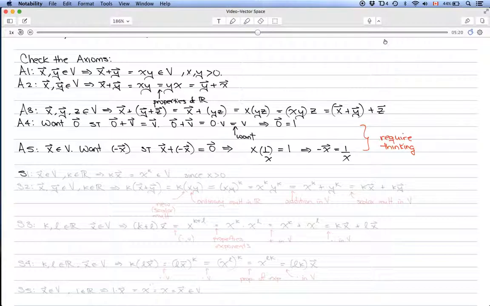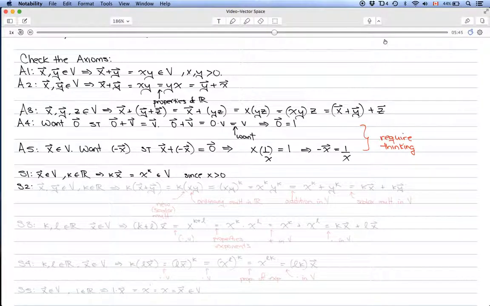So for S1, we take an element of our space, so a positive real number, and k is any real number. And when we multiply k times x, by definition, this is x to the power k, which necessarily is a positive real number since x is positive. So we're looking at an exponential with a positive base.